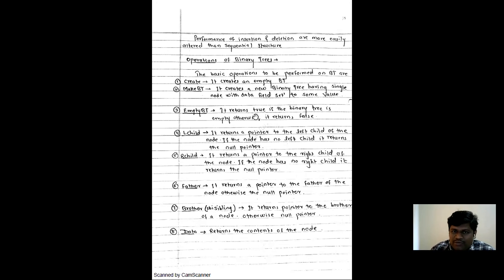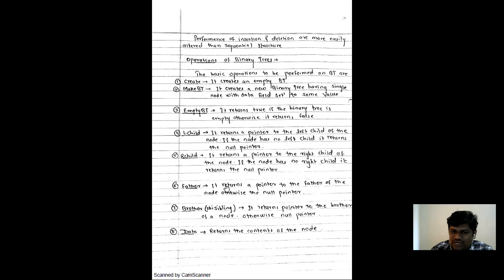And if it is an empty binary tree, it returns true; otherwise it returns false. Now the operations: left child, right child, father, brother, and data. Left child returns the pointer to the left child of the node. If the node has no left child, it returns the null pointer. Right child returns the pointer to the right child of the node. If the node has no right child, it returns the null pointer.